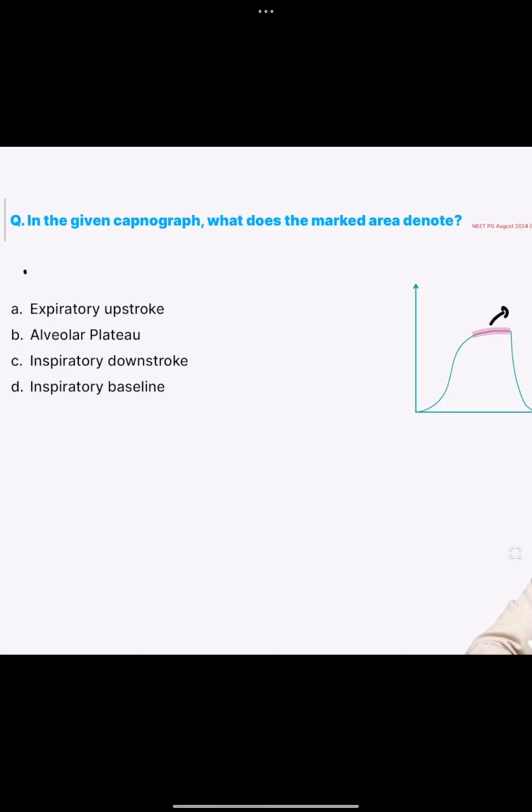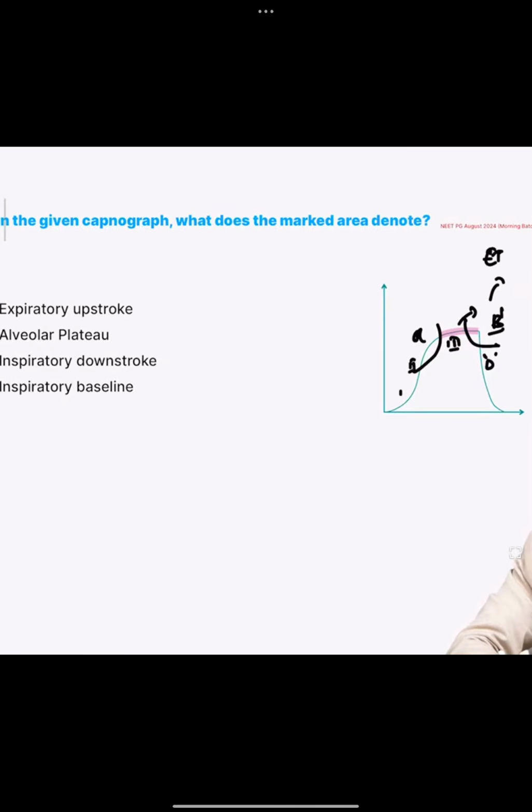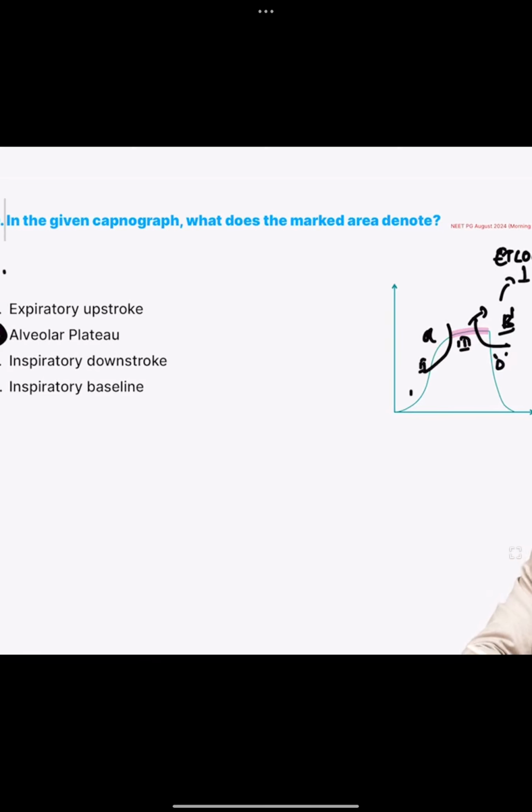Next, in the given capnography, what does the marked area denote? Remember, this is phase 3, the alveolar plateau. I told you phase 1 is the inspiratory baseline, phase 2 is the expiratory upstroke, phase 3 is the alveolar plateau, and phase 0 is the inspiratory downstroke. Between phase 2 and phase 3 there is an angle called alpha, between phase 3 and phase 0 an angle called beta, and the capnograph reading or EtCO2 is measured at this angle beta.